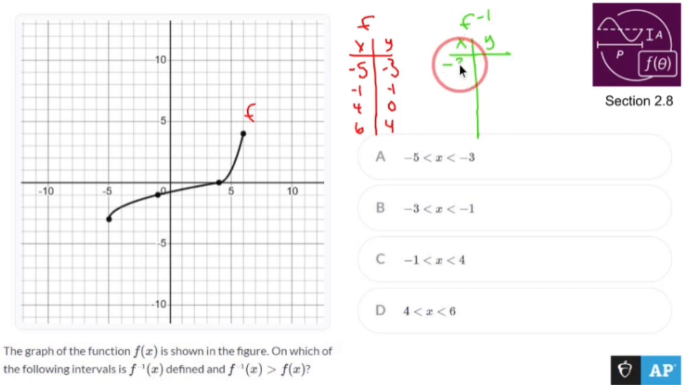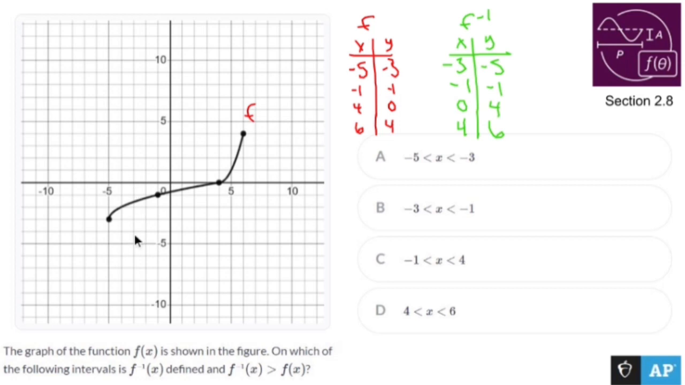So now you have -3, -5. Now you have -1, -1, so nothing there changed. Now you have 0, 4, and now you have 4, 6. So let's graph this out to the best of our ability.